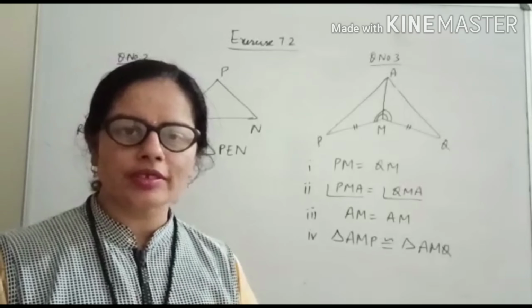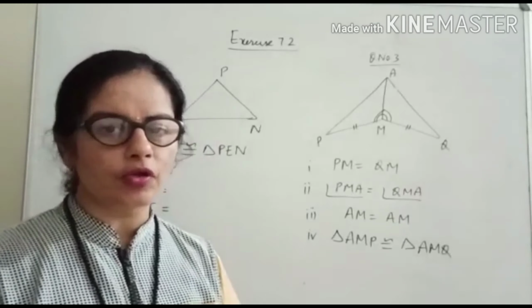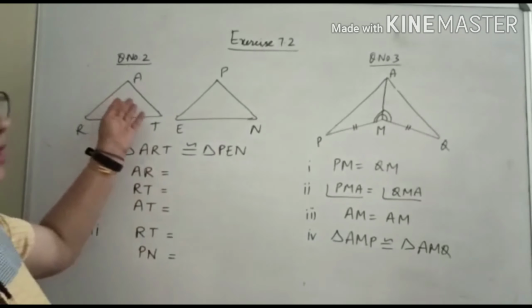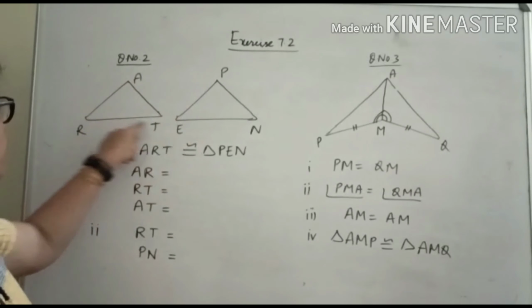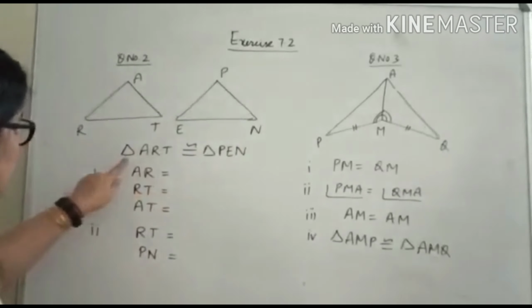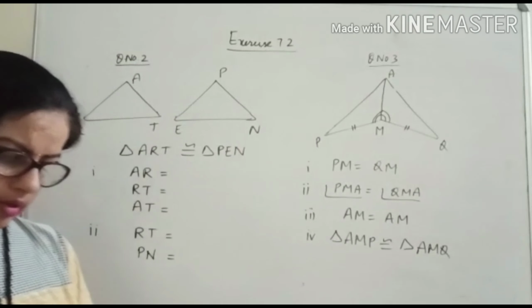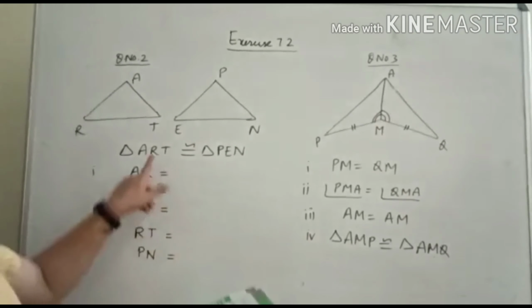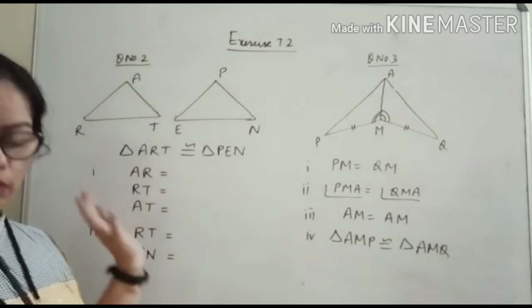Good morning, students. We were doing exercise 7.2. Question number 1 I have explained to you. Now we are doing question number 2. In question number 2, two triangles are given to us, ART and PEN, and it is given that this triangle is congruent to this triangle. This we want to show here. And he is saying you want to show that these two triangles are congruent.